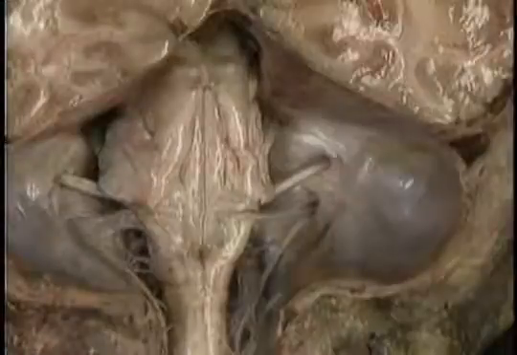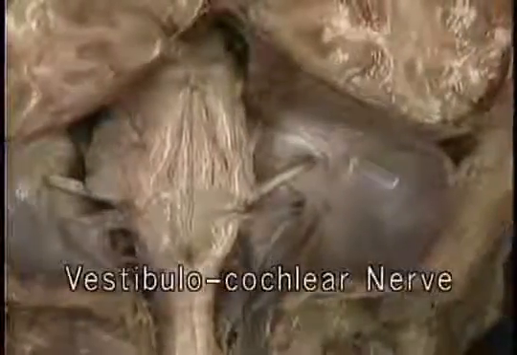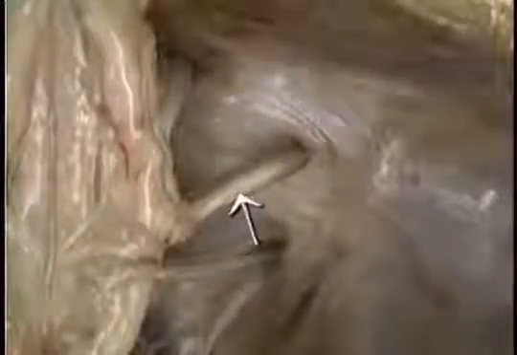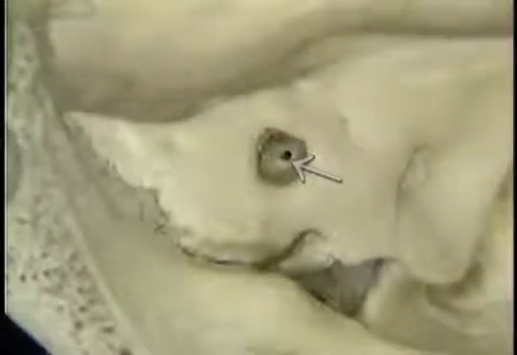Now that we've looked at the facial nerve, we'll look very briefly at the 8th cranial nerve, the vestibulocochlear. The vestibulocochlear nerve enters the internal auditory meatus, dividing as it does so into the vestibular and cochlear nerves. The vestibular nerve passes through this opening into the inner ear. The cochlear nerve passes through this one. The two nerves transmit our senses of balance and hearing, respectively.